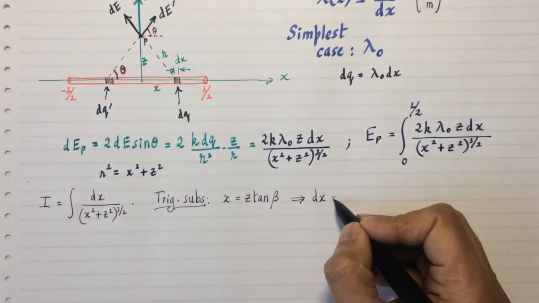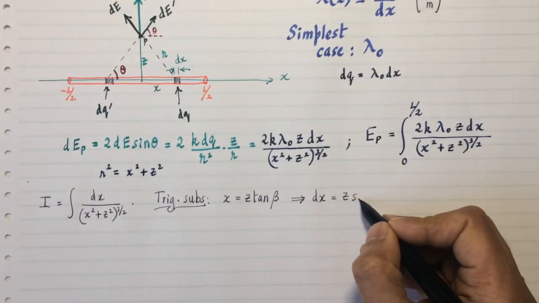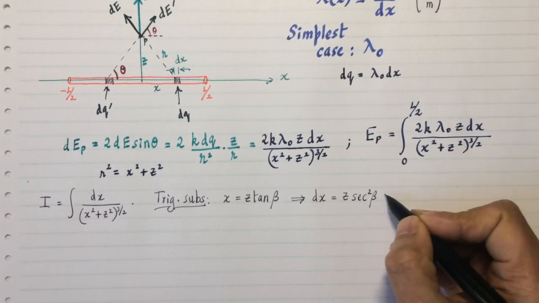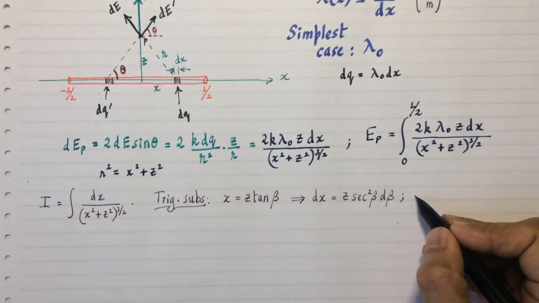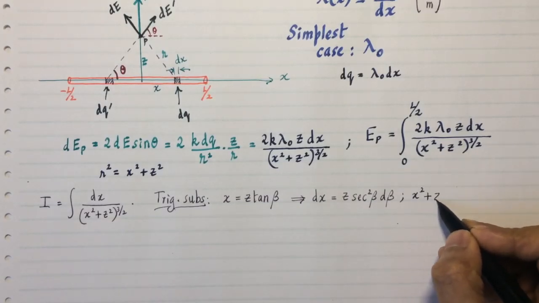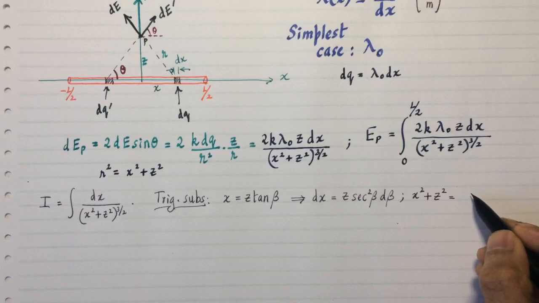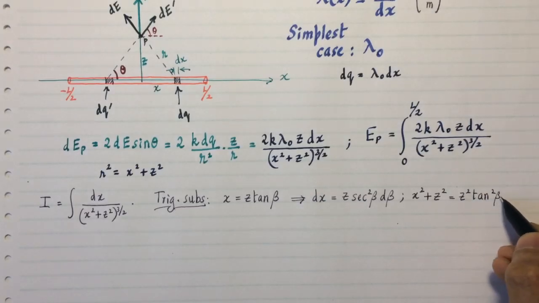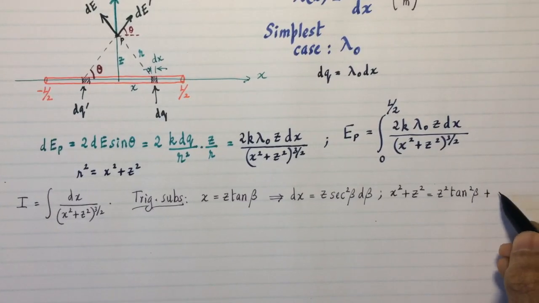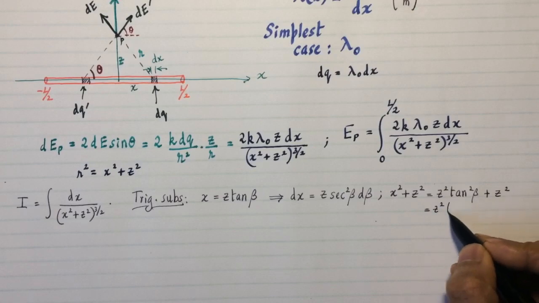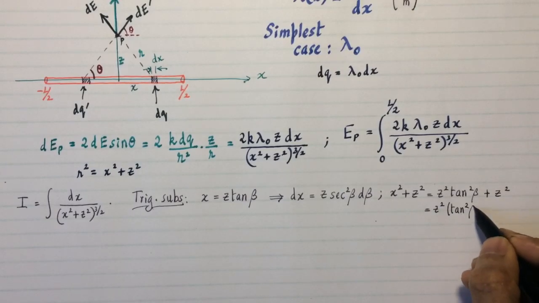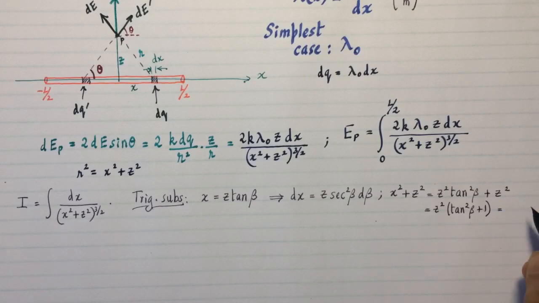Then dx is z secant squared beta d beta. Let's also see what happens to the denominator under this substitution. So x squared plus z squared will be z squared tan squared beta plus z squared, which can be written as z squared times tan squared beta plus 1. And tan squared beta plus 1 is secant squared beta.